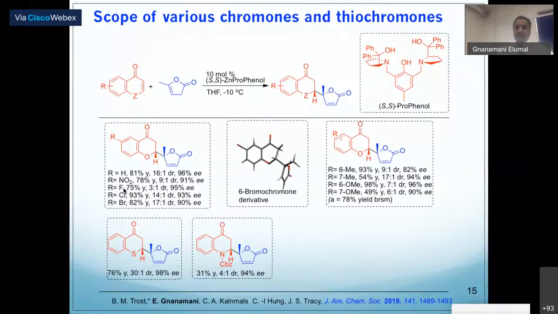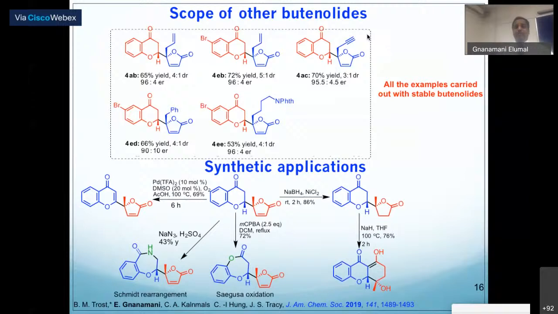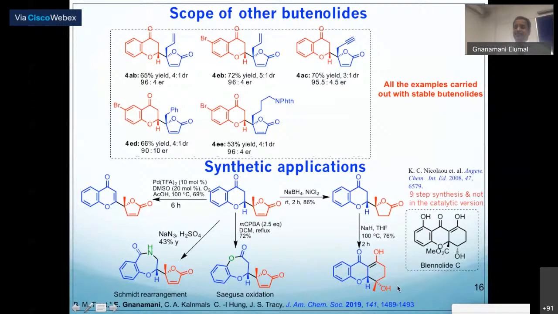Further, we expanded the substrate scope to the stable butenolide, which is the conjugated one. We tried various substituted butenolide derivatives. We are able to expand the scope to various alkyl chains with excellent enantio- and diastereoselectivity. Since we have synthesized these types of products, which are related to biologically active material, we have carried out some useful functional group transformations. Using nickel boride conditions, we are able to reduce the double bond selectively. Further, by Dieckmann cyclization, we are able to get another six-membered ring, which is equivalent to the blennolide.